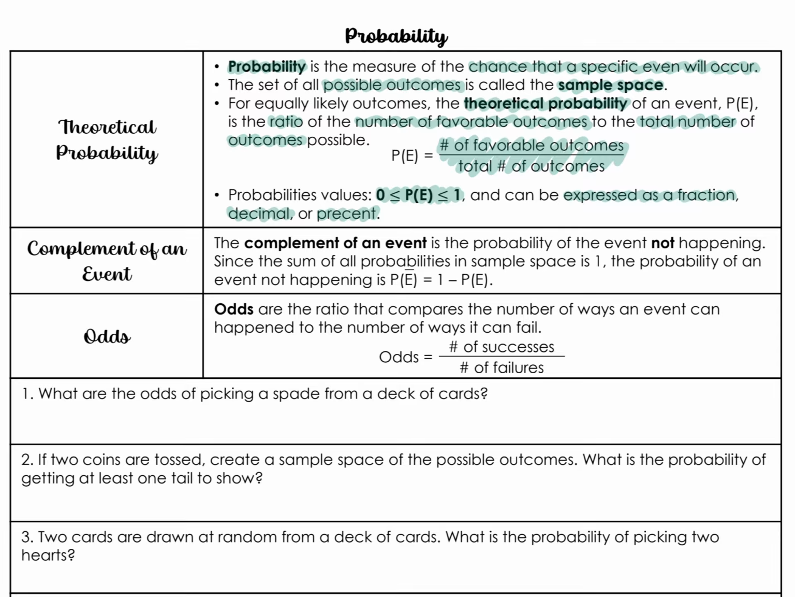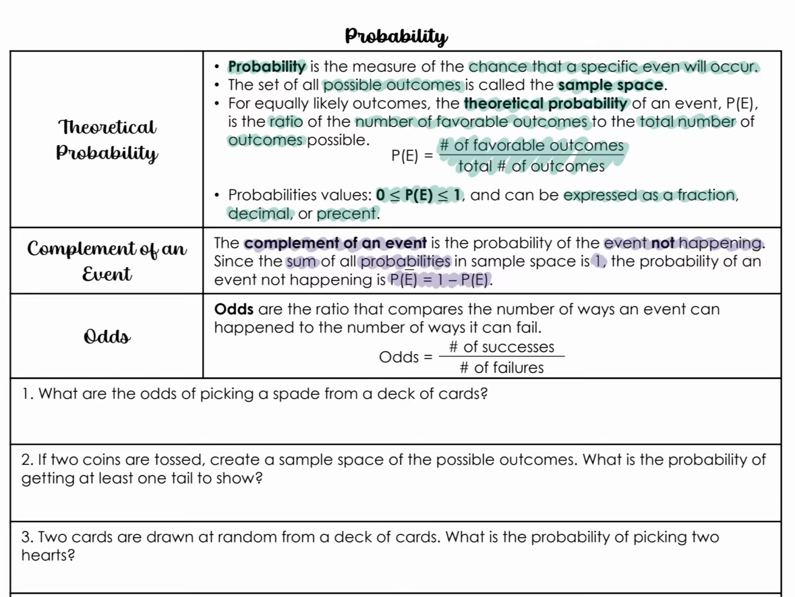So then moving on, we have our complement of an event. The complement of an event is going to be the probability that the event is not happening. Since the sum of all probabilities in a sample space is going to be 1, the probability of an event not happening is going to be written as 1 minus the probability of the event happening.